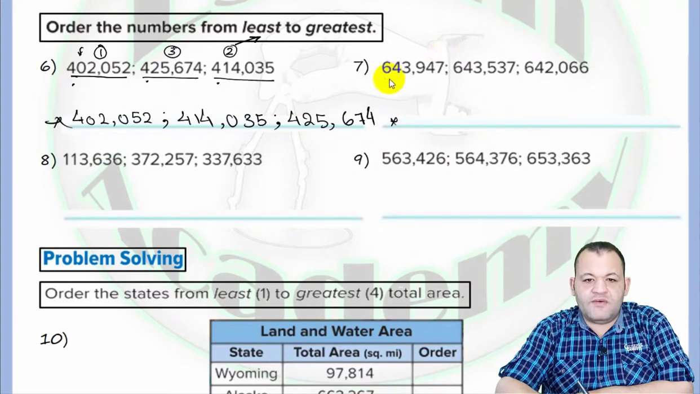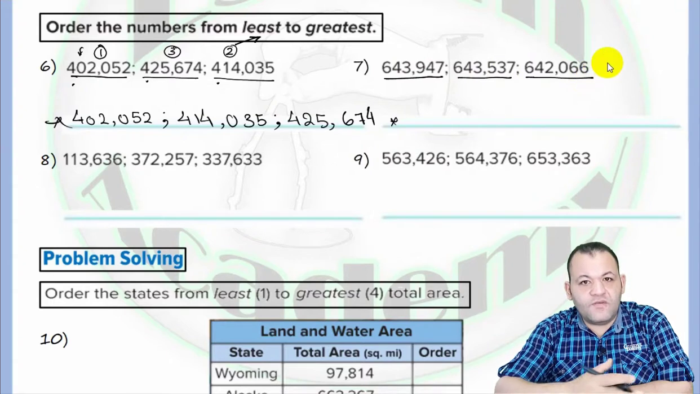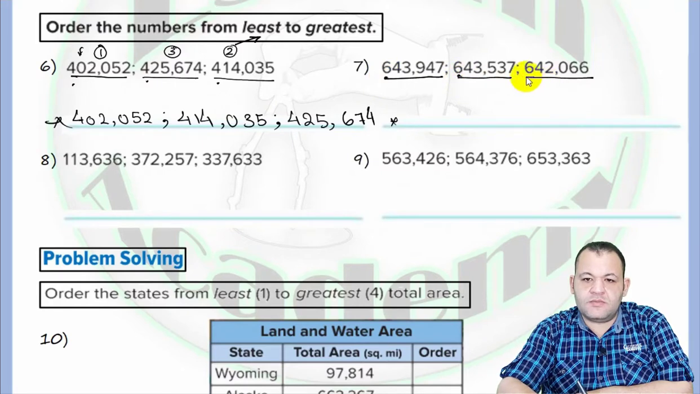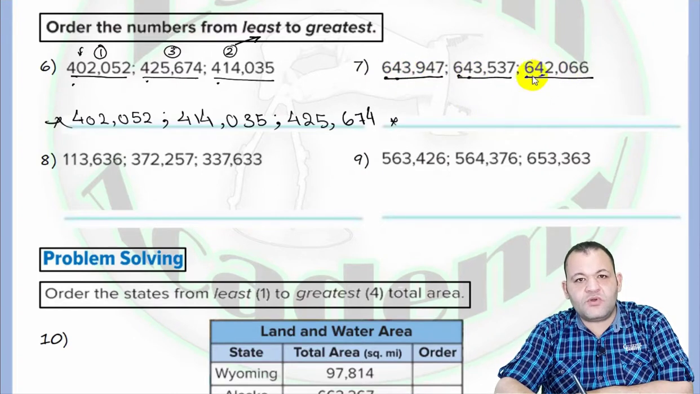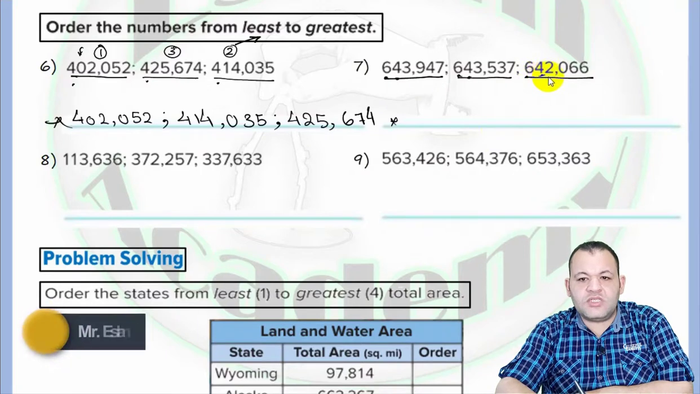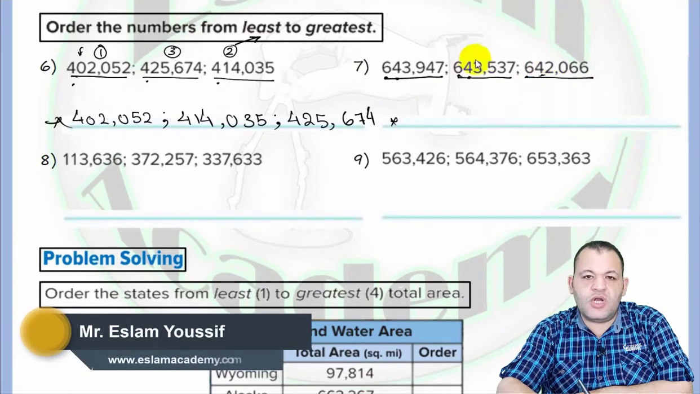In number 7, we have 6 digits, 6 digits, 6 digits. All of them have the same number of digits. So we start looking from the left. We have 6, 6 and 6, then 4, 4 and 4. They are equal. But then we have 3, 3 and 2. The only digit which is different is 2. So the smallest number will be the one with 2, because 2 is smaller than 3.